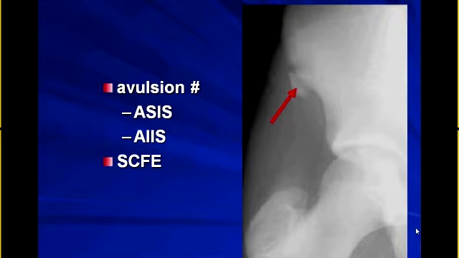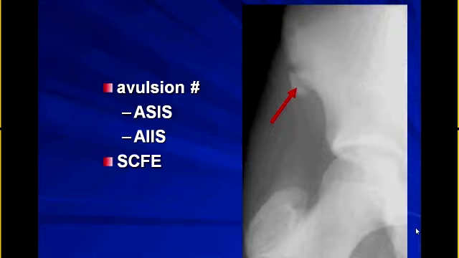So ASIS, we're thinking sartorius. AIIS, we're thinking rectus femoris. Can also cause this. So again, the pain is going to be localized to the bony area. The mechanism is going to mimic the muscle findings of the muscle that attaches to that bony area. As long as the bone stays in place, surgery is not needed. But if the bony fragment has displaced, they will tend to pin it.